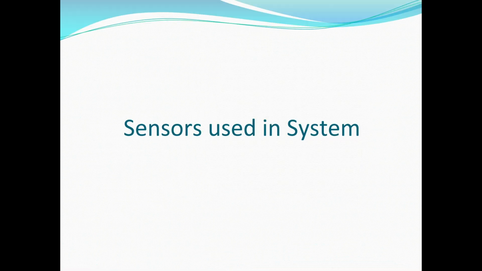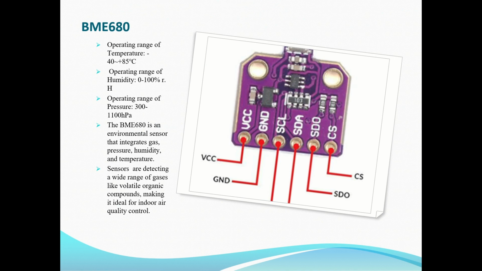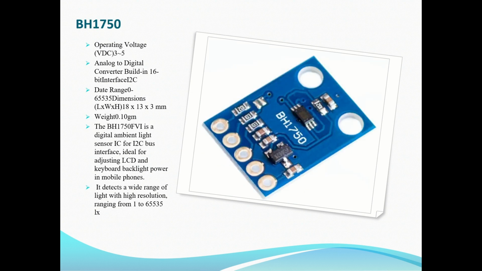The sensors used in the system. This is a BME680 sensor. It is also called a 4-in-1 sensor. It measures four parameters: gas, pressure, humidity, and temperature, and these are the specifications of this sensor. This is a BH1750 sensor. Its main purpose is to measure the lux level, the light intensity. These are some of the specifications of this sensor.